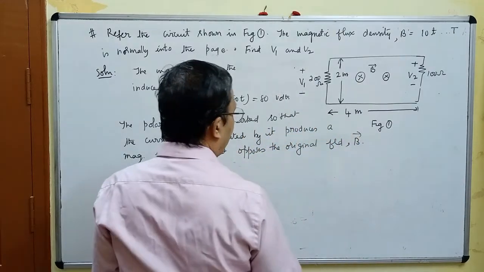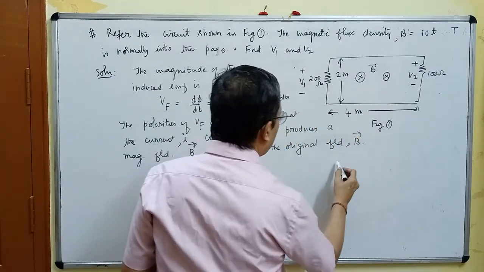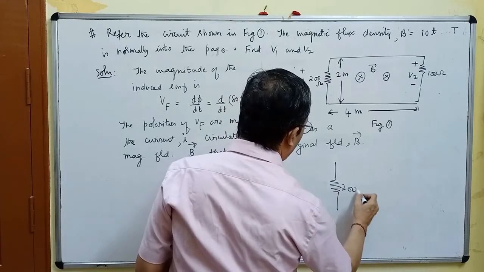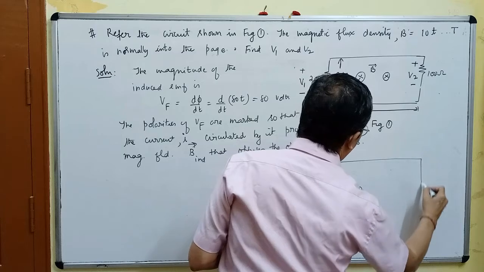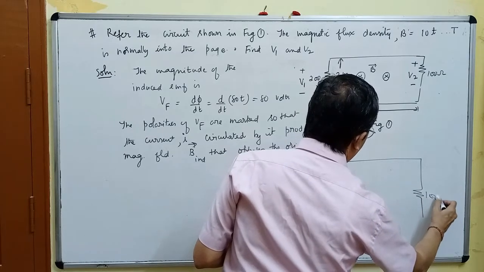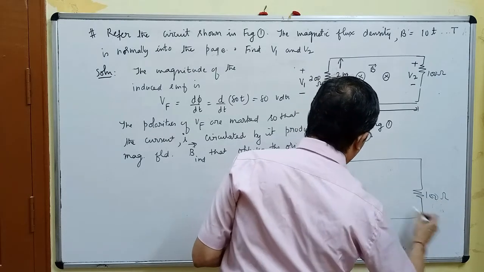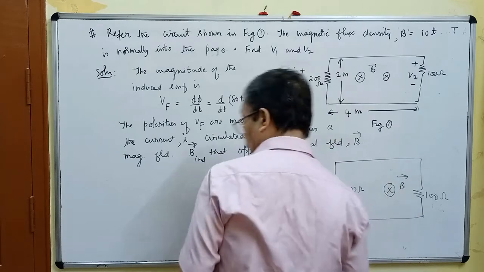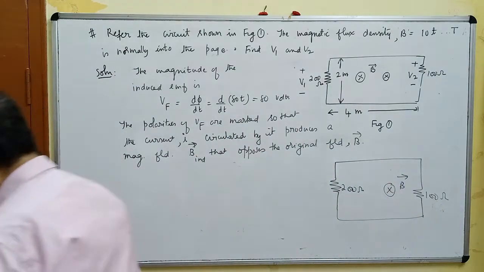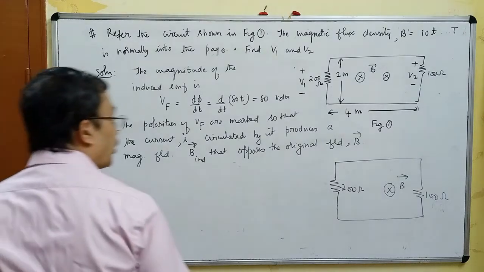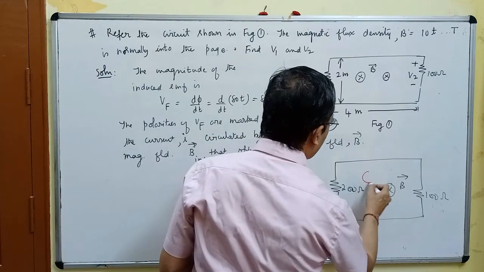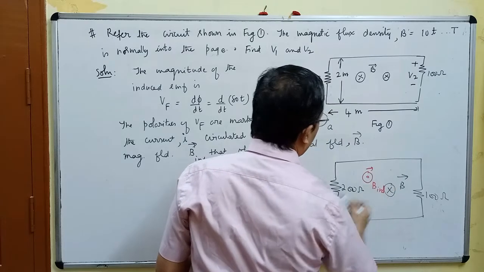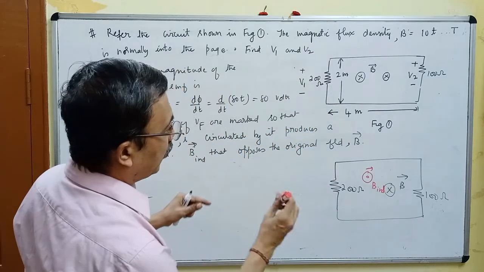Now what should be the direction of... I'll write the figure here. This is 200 ohms. This is 100 ohms. This is vector B. Direction of vector B induced must be opposite to that of vector B. So this is vector B induced. Vector B induced is coming out of the board.